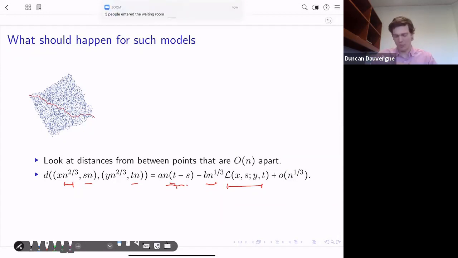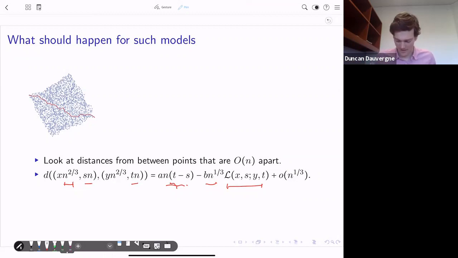And we're working within the KPZ universality class. In addition to seeing this limit for random metrics, it also should show up in situations like random polymers, things like the KPZ equation, things like TASEP, random interface growth. All of these are situations where you have a hidden random planar geometry.